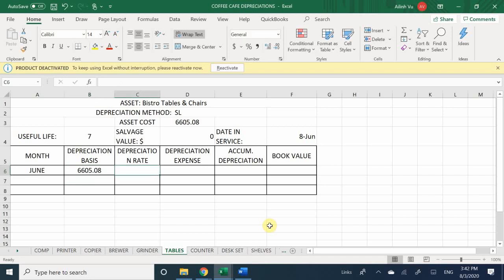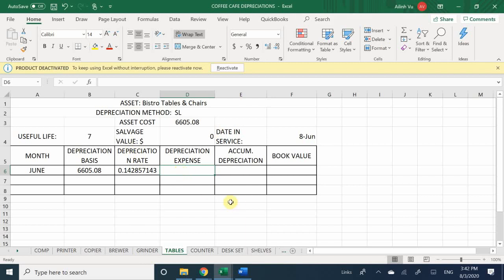So that'd be still 6605. Perfect. What is the depreciation rate this time? Depreciation rate is 1 divided by the useful life. So 1 divided by 7 is 0.1428571.